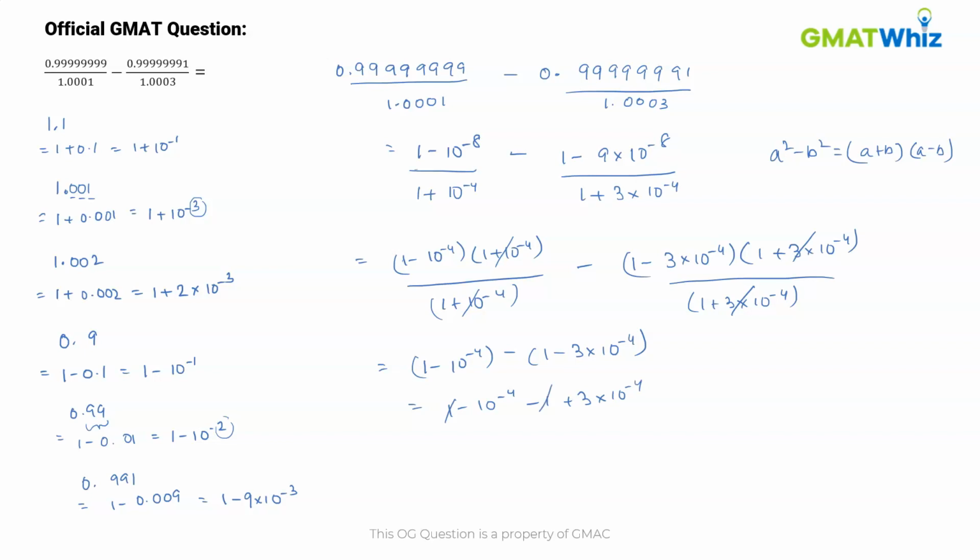Now 1 gets cancelled and we are left with 3 times 10 to the power minus 4 minus 10 to the power minus 4. For those of you who have difficulty in understanding this, let's take the value of 10 to the power minus 4 as x. Then 3 times 10 to the power minus 4 can be written as 3x. So the expression reduces to 3x minus x, which is equal to 2x. And after substituting the value of x, we get 2 times 10 to the power minus 4. So the answer is 2 times 10 to the power minus 4. Hence the correct answer is option D.